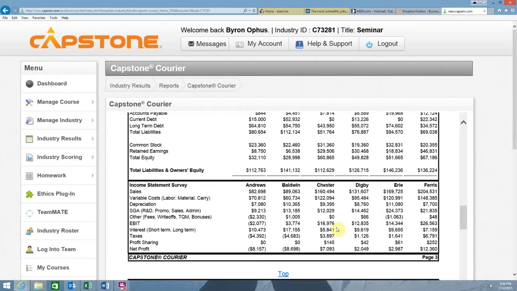Other fees, write-offs, we don't pay too much attention to. The EBIT, which we saw up above, and then we also see interest. Baldwin and Andrews, of course, a tremendous amount, probably from some debt. Baldwin, I think, had a huge emergency loan, right? So that was big. Taxes, boom, earnings, which we saw up above.